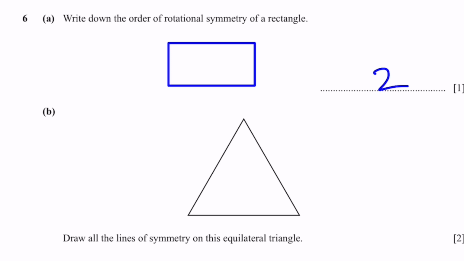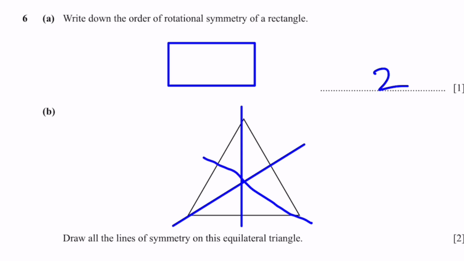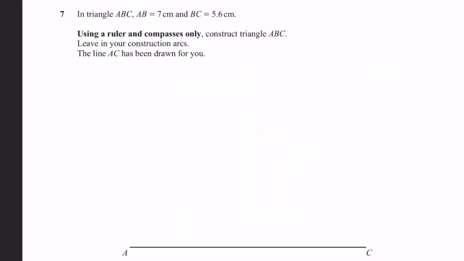B. Draw all the lines of symmetry on this equilateral triangle. So for this, we have a vertical and then 2 of them from this area. If you noticed, all the lines of symmetry are actually the perpendicular bisectors of each of the sides. This line of symmetry is the perpendicular bisector of this side. This is a right angle, and these two are equal. This line of symmetry is a perpendicular bisector of this side. The right angle, equal. And this one is a perpendicular bisector of this side. Right angle, equal.